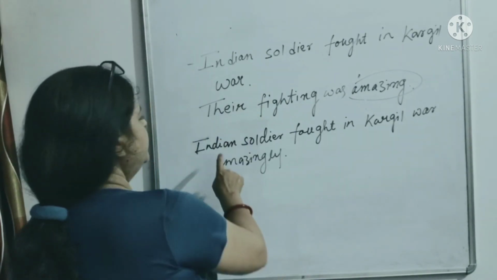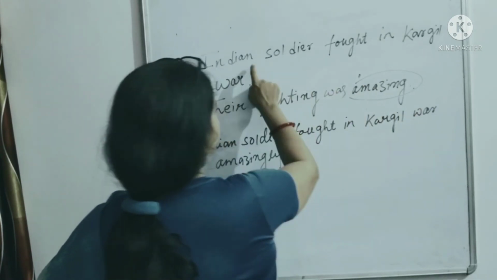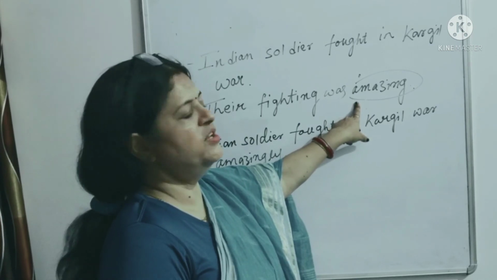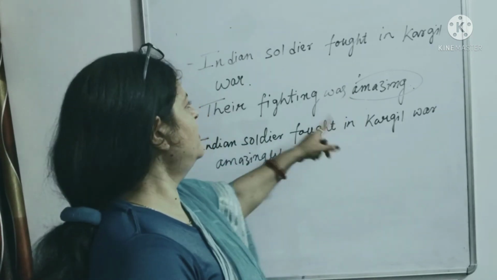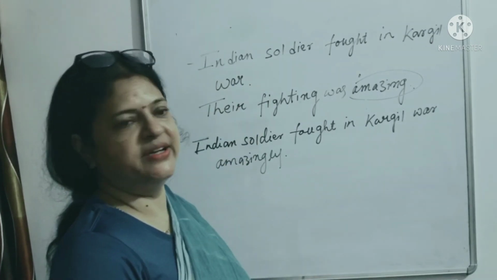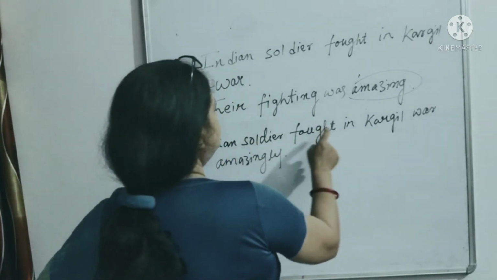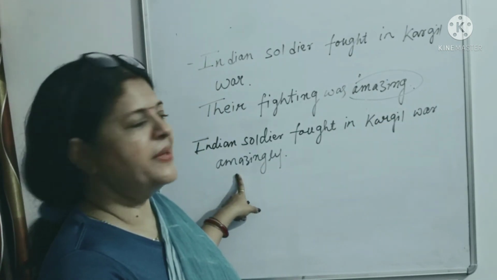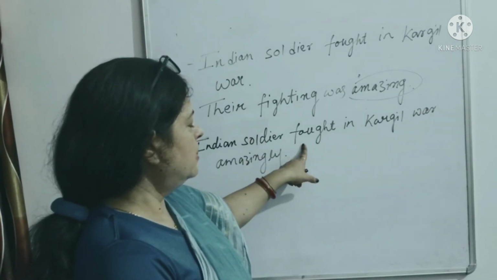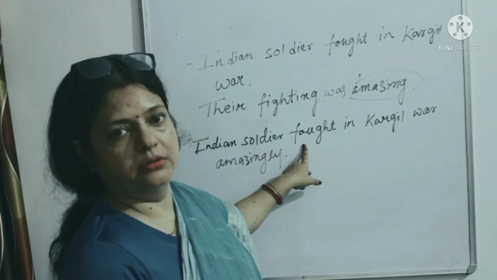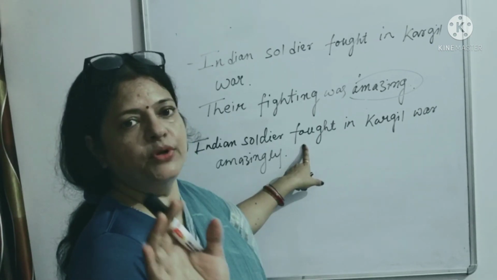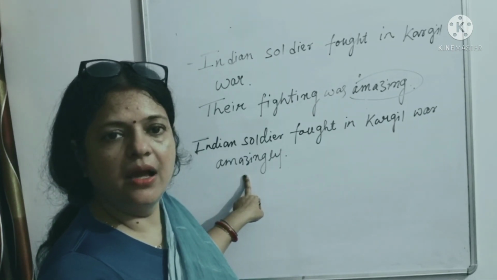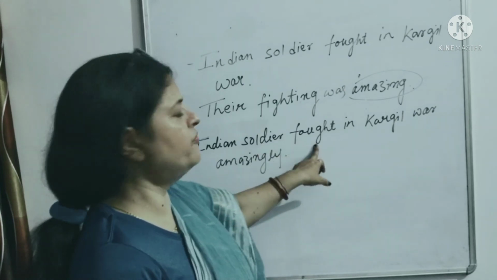We'll repeat the first sentence, Indian soldier fought in Kargil war, and only this adjective will change into an adverb and be added to the previous sentence. So it will become: Indian soldier fought in Kargil war amazingly. Now this adverb amazingly is modifying this verb fought. I hope you understood it well. Now it has become amazingly, and it has started modifying this verb.